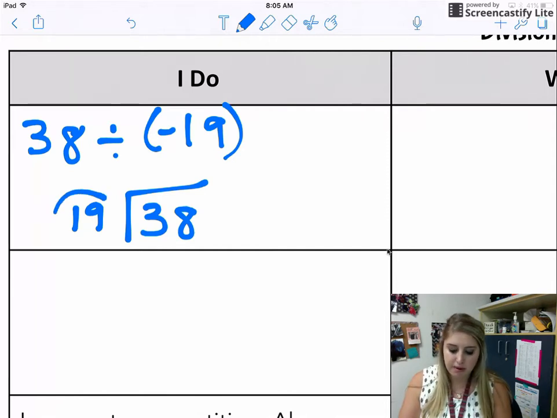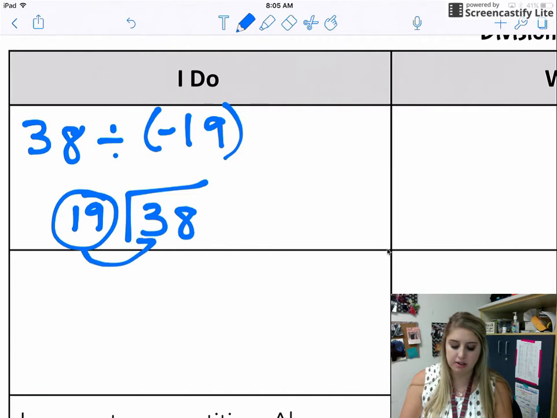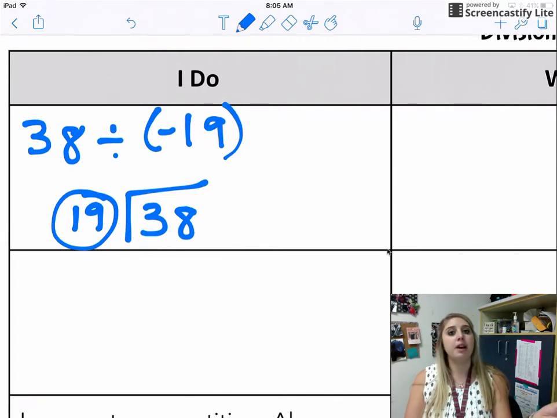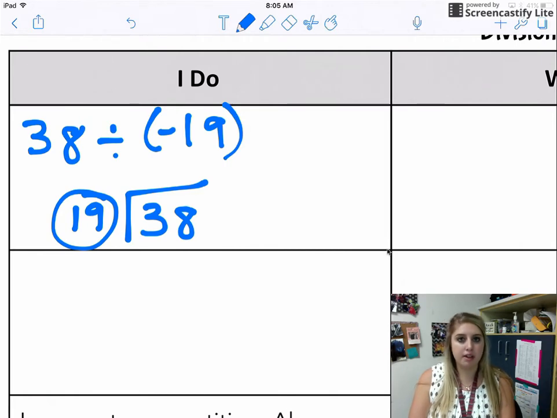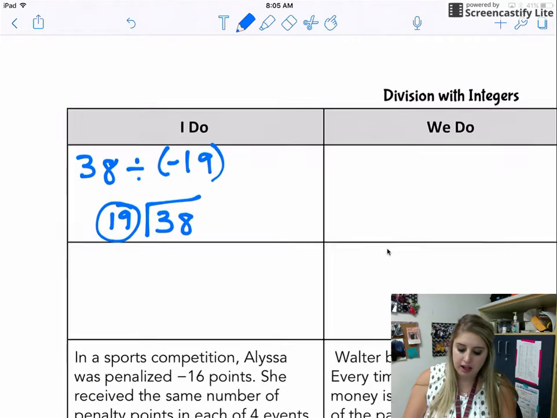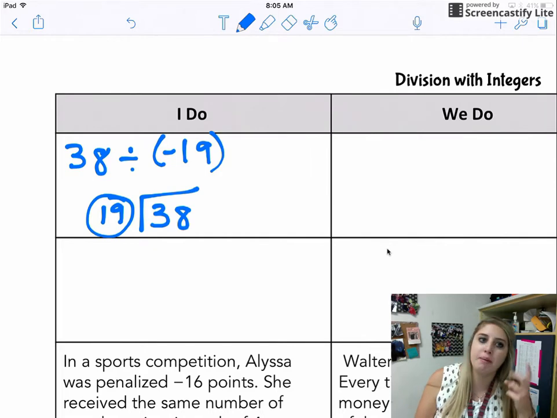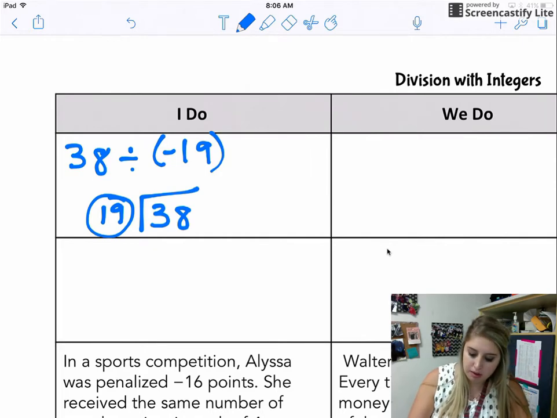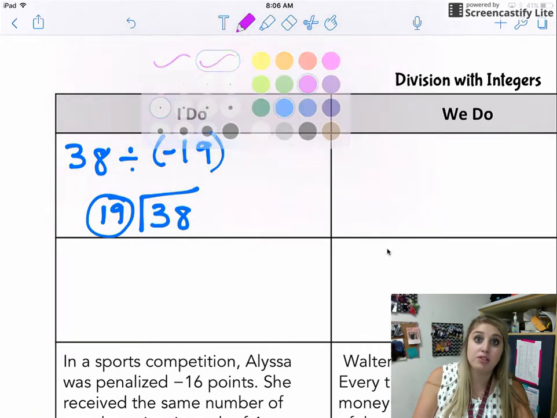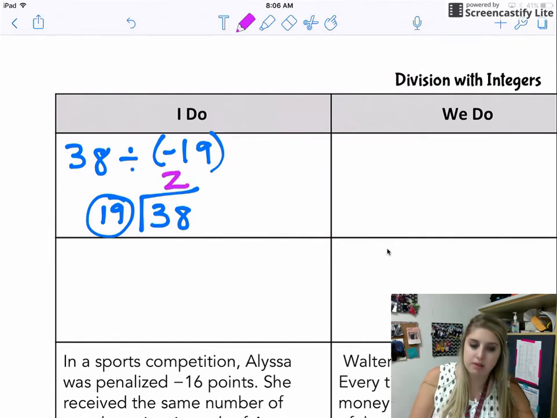So what I think about is, can 19 go into 3? Nope, it's too big. It can't go into 3. But now we have to ask ourselves, can 19 go into 38? So if I think about it, I might have it go in 1 time. I might have it go in 2 times. So what do you want to try? Let's try 2. So I'm going to put a 2 here.